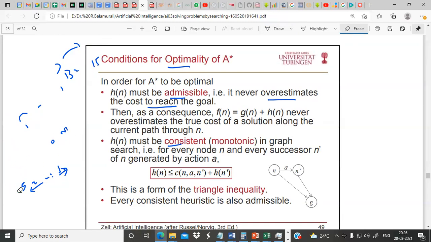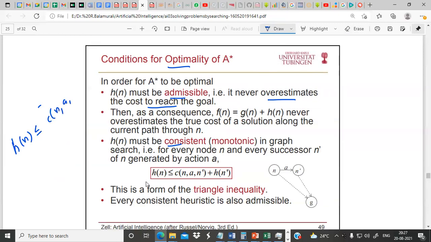So if h of n is admissible, that is one of the requirements for A star to be optimal, right? So h of n must be admissible. That is, it should never overestimate the cost of reaching the goal state. And the second property is consistent. A heuristic function is consistent if it satisfies this property. What is this property? This property says that h of n should be less than or equal to c of n comma a comma n dash plus h of n dash.